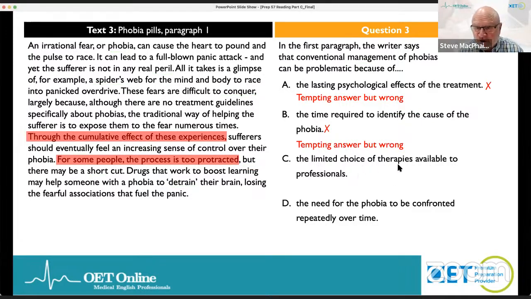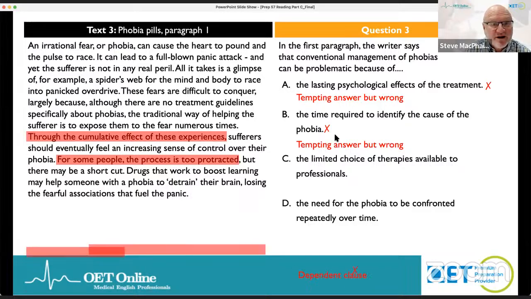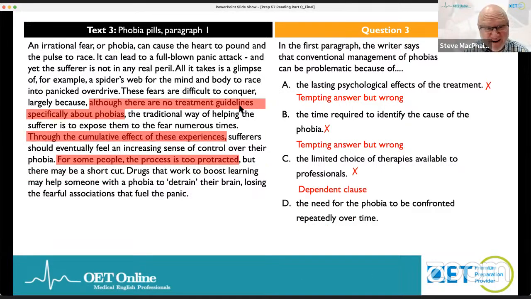The limited choice of therapies available to professionals. Well, they do mention, although there are no treatment guidelines, that sort of means there's a limited choice of therapy. However, this is a dependent clause. Although there are no treatment guidelines specifically about phobias, the limited choice.